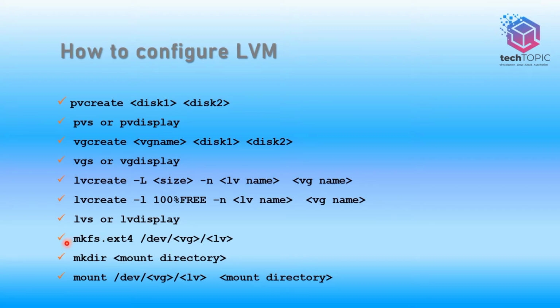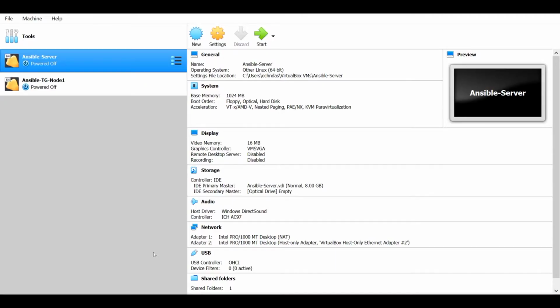And finally we need to format the partition with some file system, like I have taken the example here of ext4. Then we are going to create a directory and mount the partition as well, right? So let's see the practical.